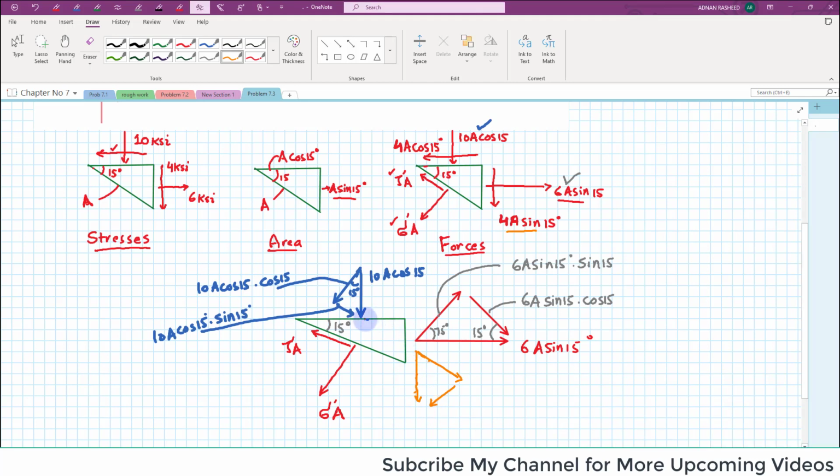Now you can see this surface and this surface are making a 15 degree angle. So this force is perpendicular to this surface and this force is perpendicular to this surface. So obviously this angle will be equal to 15 degree. So again this stress was 4A sine of 15 degree.